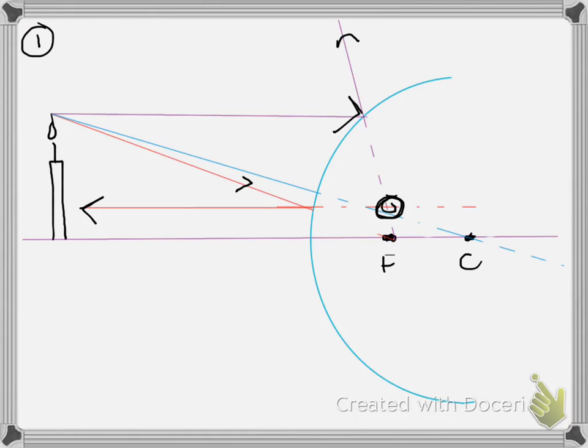Would this object be virtual? Yes. Would it be reduced or enlarged? Reduced, which confirms what our calculation said. Would it be upright or inverted? Upright. So this confirms our calculations. Now, obviously, this is not done to scale very well, but it gives us a rough idea.